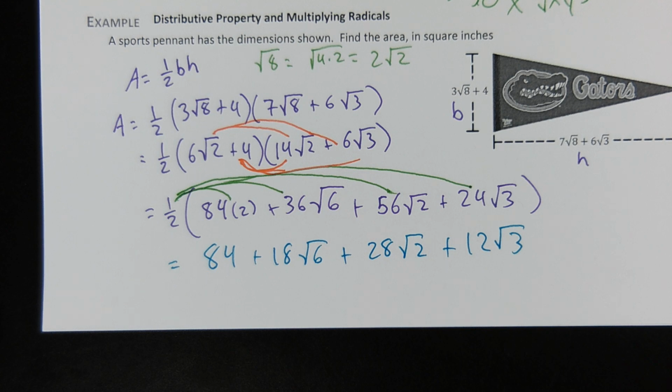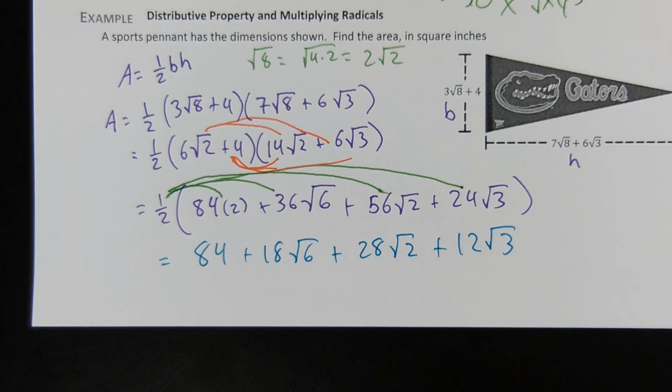No, because 6 can't be divided by a perfect square. These are not like terms. So there's no like terms here. That's it. It's finished.